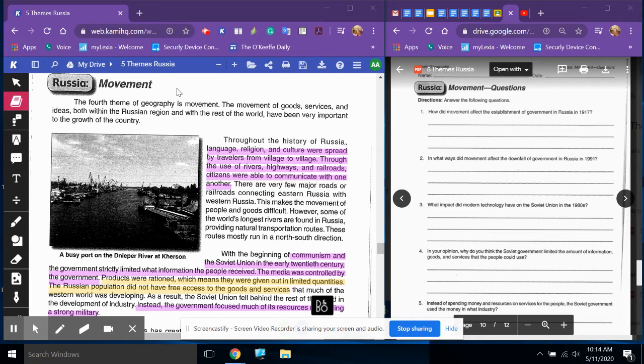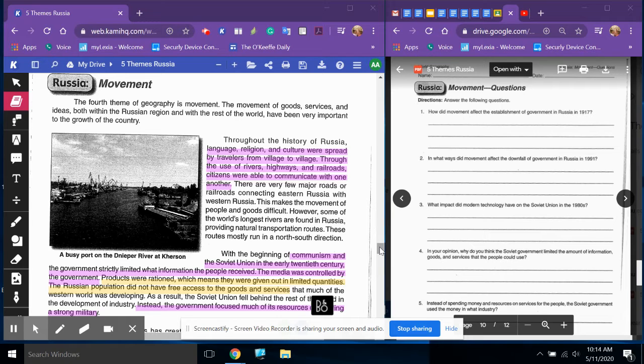The movement of goods, services, ideas, both within the Russian region and the rest of the world, have been very important to the growth of the country. Throughout the history of Russia, language, religion, and culture were spread by travelers from village to village. Through the use of rivers, highways, and railroads, citizens were able to communicate with one another.